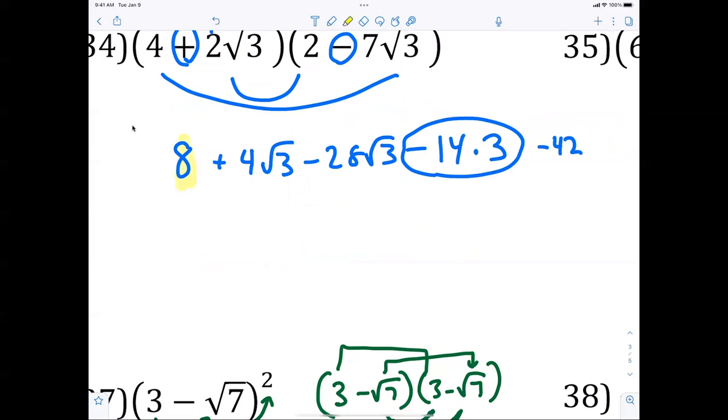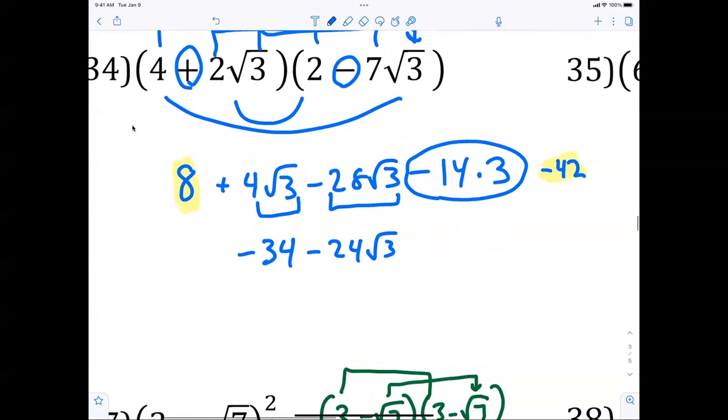So now you tell me what 8 minus 42 is. You're all right. Negative 34. And then combine these two. So that becomes negative 24 radical 3. Good.